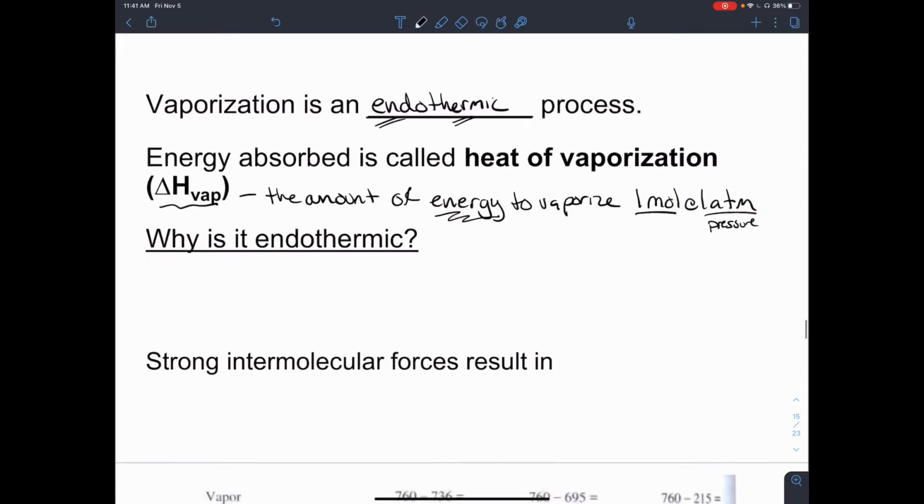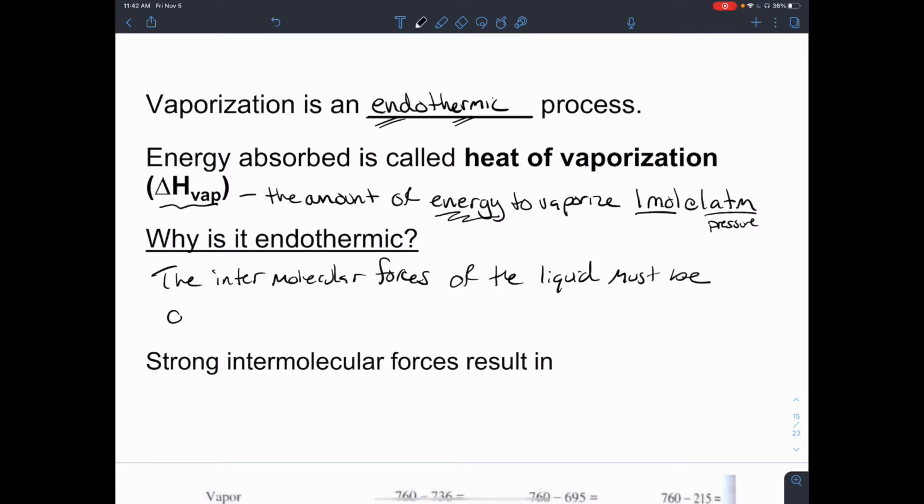Now, why is it endothermic? It's endothermic because of the forces between the molecules. Remember, we call those intermolecular. The intermolecular forces of a liquid must be overcome. So it takes energy to break those particles apart, right?